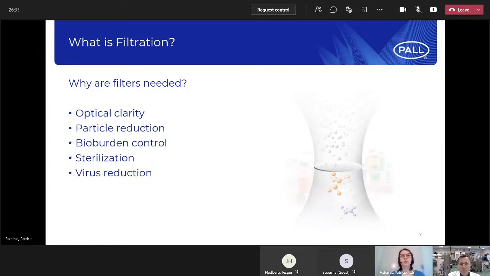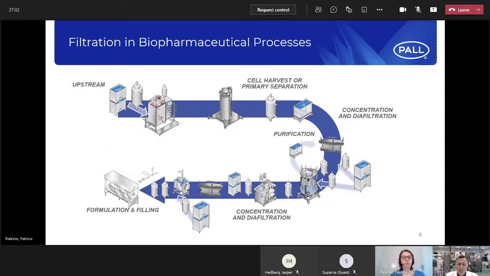Bioburden control also, so that you don't have an accumulation of spores, living material that can start growing in your solutions. Some steps are very important to have sterile, and therefore they will be filtration steps that will be validated as sterilizing steps. And virus reduction also, I'll talk a little bit about how to do that with the filter later on.